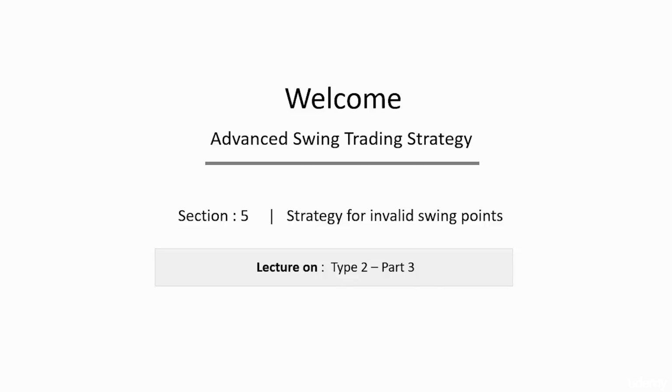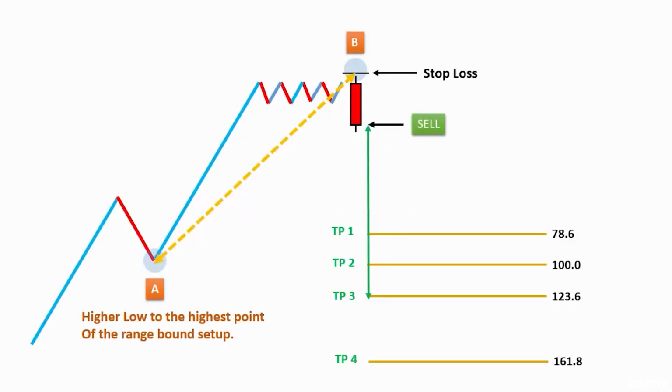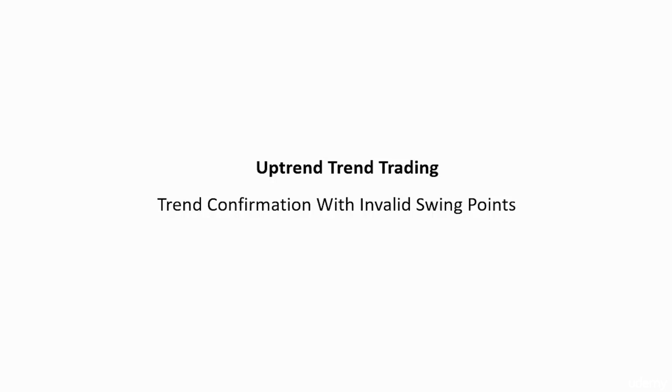Hello traders, welcome back. This video is part 3 of type 2 in this section. In the previous lecture, I have shown you how to confirm a downtrend whenever the downtrend starts its journey with the invalid swing points at the top on a price action chart. And in this lecture today, I will show you the uptrend confirmation as well as the trading method with the invalid swing points at the bottom on a price action chart.